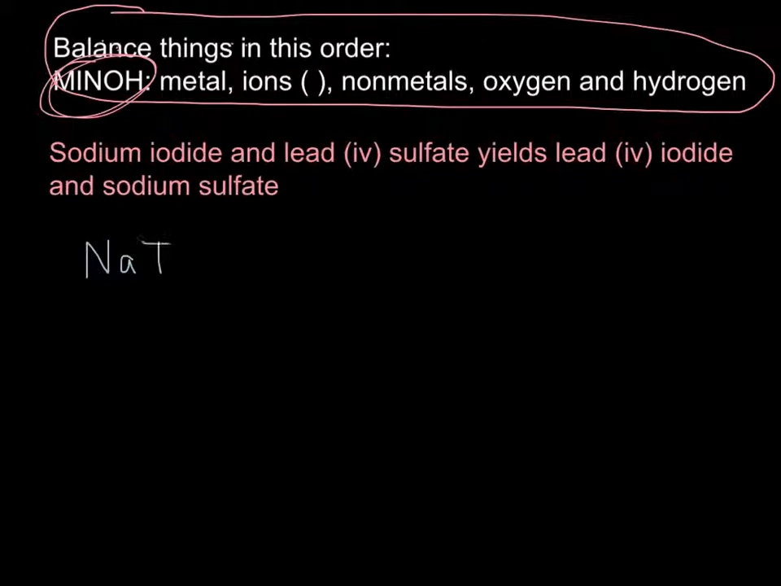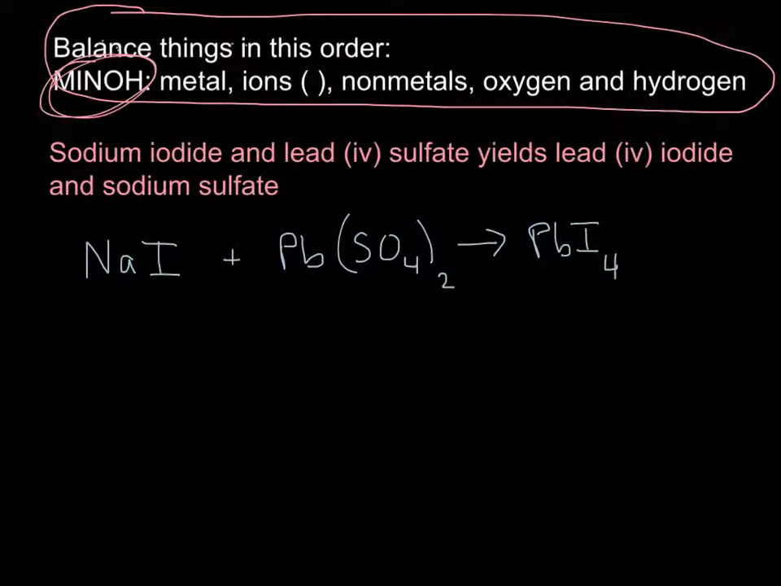Sodium iodide, that's a +1 and -1, so NaI is that formula. And lead 4 sulfate. Lead's a +4, sulfate's a -2, so I need 2 of those. Yields lead iodide. Iodine's -1, lead's +4, we need 4 iodines, plus sodium sulfate. Sodium's a +1, sulfate's a -2, we need 2 sodiums. I don't need to put my sulfate ion here into parentheses, but I did because I think it's going to be easier to see how to balance it.